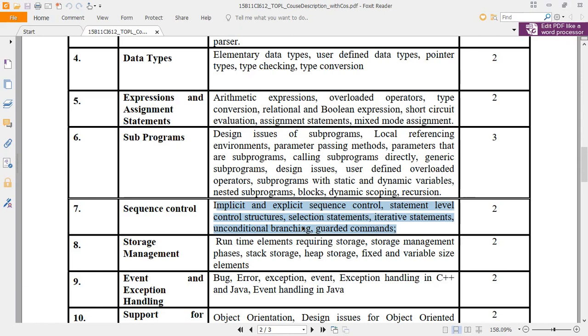Under the selection constructs, if, else, nested if, and switch case are the selection constructs. Iterative constructs are while, do while, and for loop. These are the iterative statements. Then while coming to the jump statements, return, break, exit. Okay, these are the jump statements, and go to. These are the commands which are especially used in the sequence control.